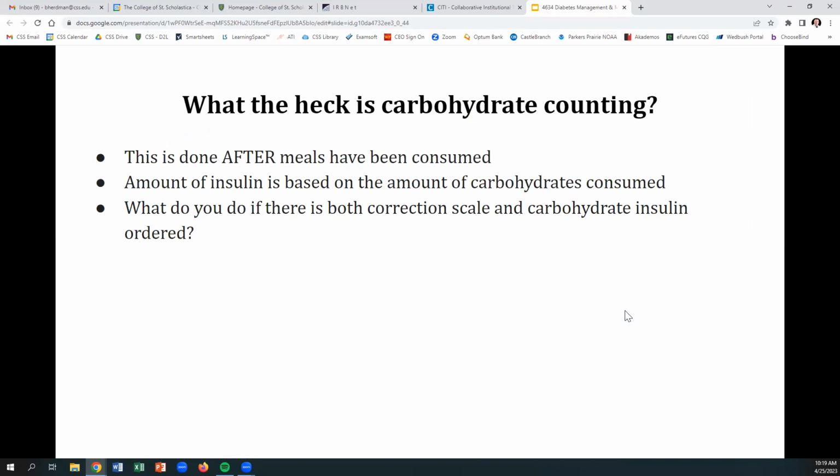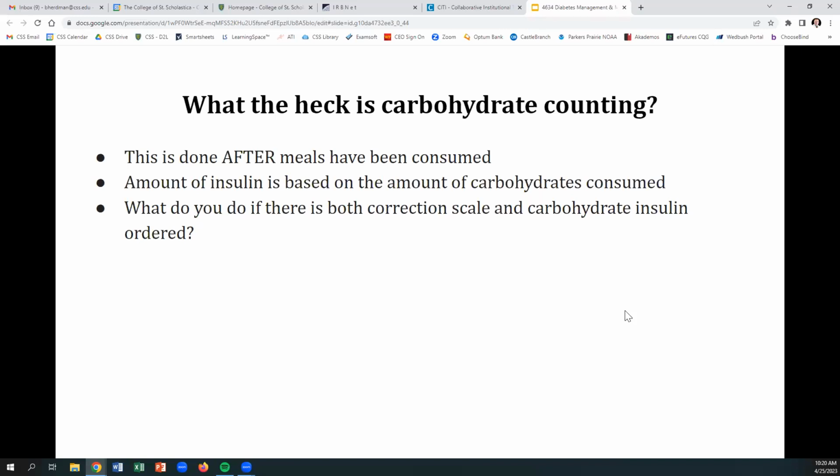All right. Now we're going to talk about carbohydrate counting. So what the heck is carbohydrate counting? It kind of is what it sounds like. It's counting the carbs that a patient has consumed after a meal. So the first bullet: this is done after meals have been consumed. In contrast to sliding scale insulin, which is done before a meal has been consumed, this is done after a meal has been consumed. And the amount of insulin is based on the number of carbohydrates that the patient consumed.